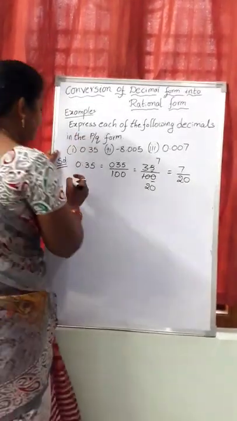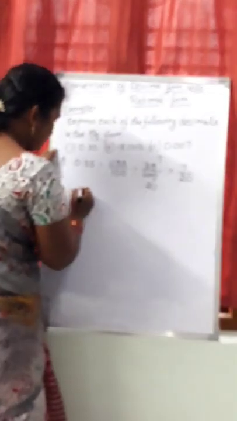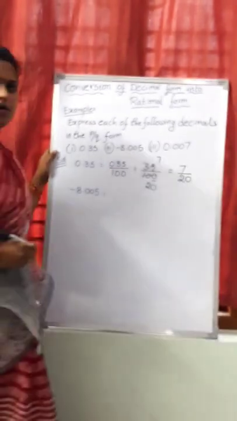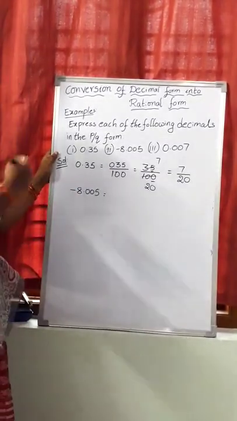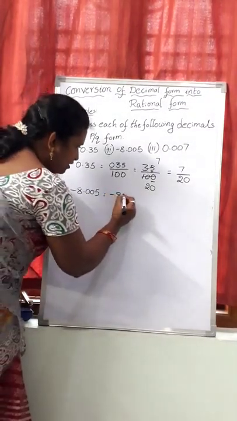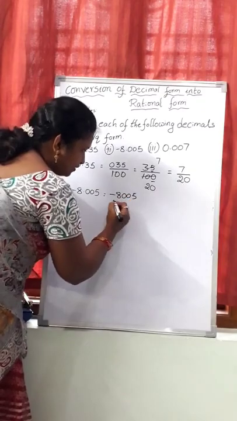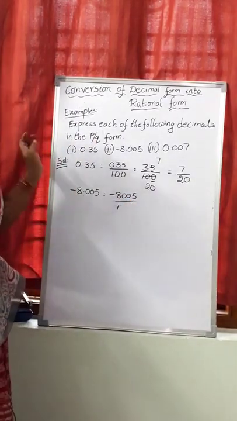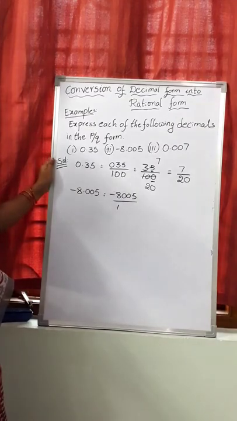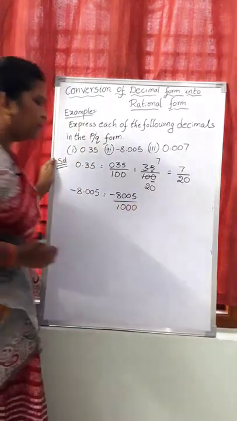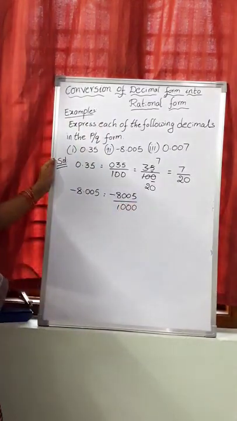Now see the second one. Minus 8.005. So first we have to remove the decimal and write the number as it is, minus 8005 by 1 followed by, here how many decimal places are there? 3 decimal places are there. So you have to keep 3 zeros. That means we got the value minus 8005 by 1000.